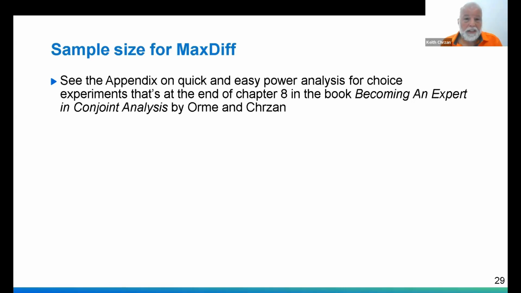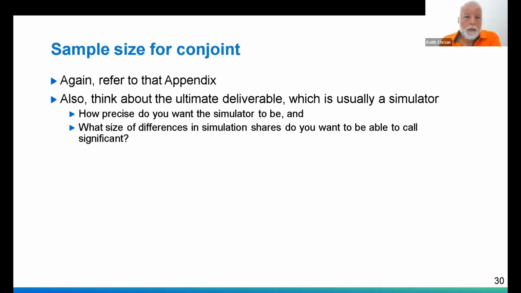If you're going to be doing a max diff analysis, you might see we have an appendix in our book, Becoming an Expert in Conjoint Analysis, that talks about a quick and easy way of doing power analysis for choice experiments. So I would encourage you to look at that book. It's something very easy to do in Lighthouse Studio, our software for doing choice modeling. There's some native capabilities built inside of Lighthouse Studio for testing our designs. And it turns out you can use those to do power analysis as well, which is kind of cool. For a conjoint study, again, I'd refer to that appendix.